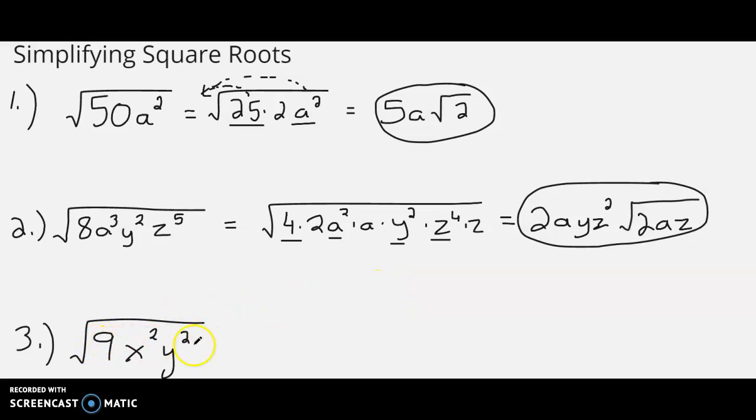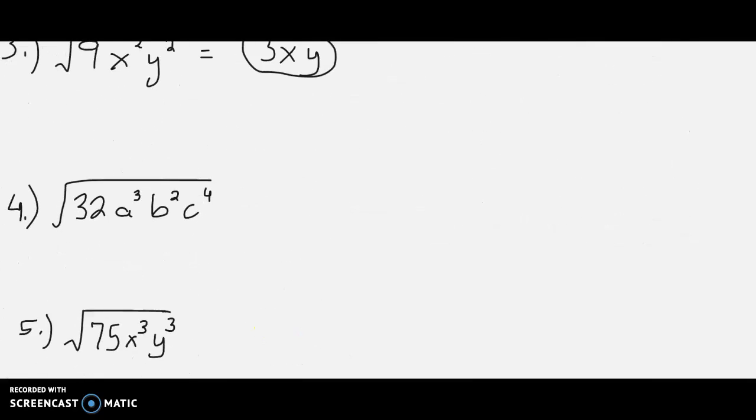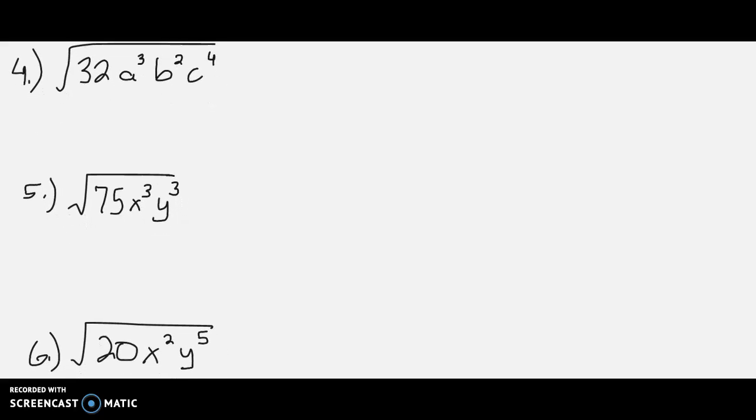Now number 3 here, everything is a perfect square. The square root of 9 is 3. The square root of x squared is x, and the square root of y squared is y. So we just have 3xy. So that was pretty straightforward. Let's try 3 more. 4, 5, and 6 here.